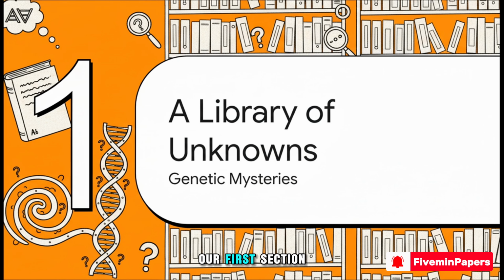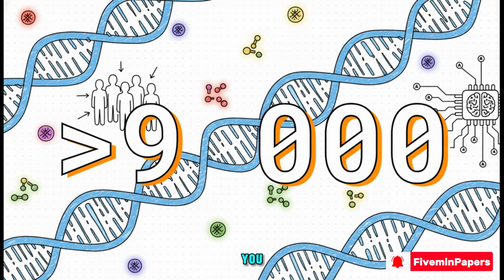Which brings us to our first section, a library of unknowns. Because for the longest time, that's exactly what our genetic code has been, a giant library filled with mysteries. And get this, you, me, the average person, we're all walking around with more than 9,000 of these potential typos in our DNA. Seriously, they're called missense variants. And yeah, most of them are totally harmless, but some can be absolutely devastating.